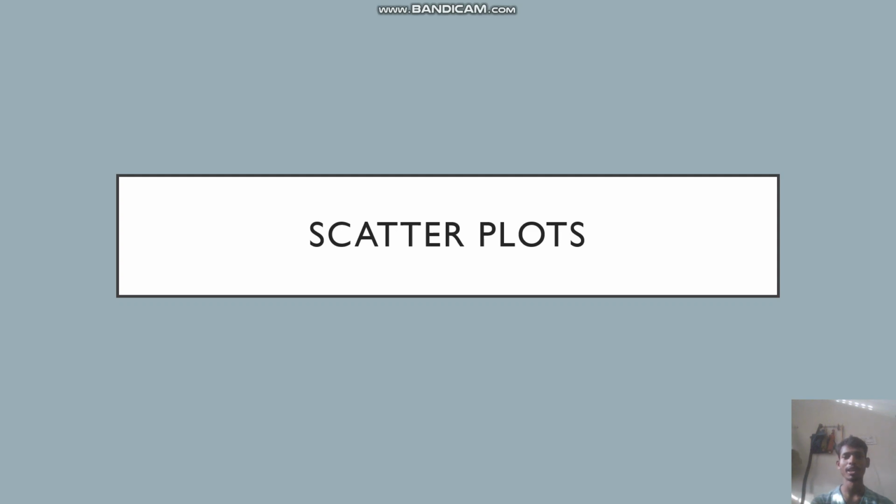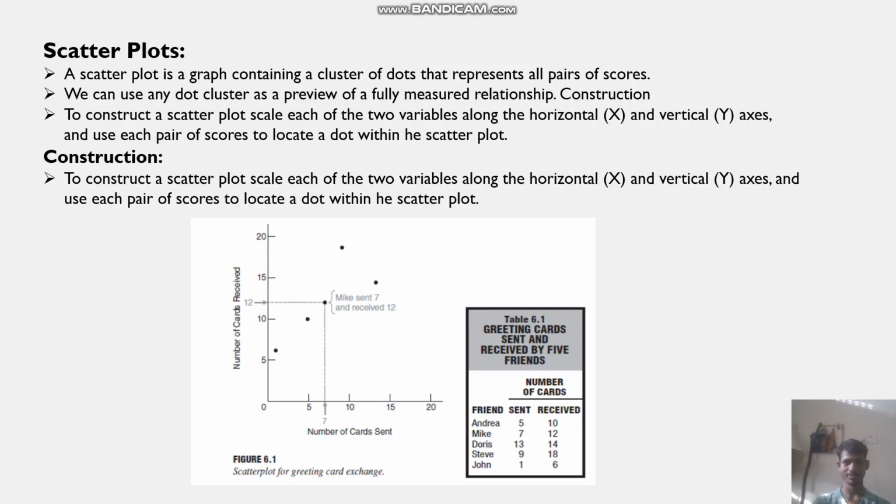I would like to explain about scatter plots. A scatter plot is a graph containing a cluster of dots that represents all pairs of scores. We can use any dot cluster as a preview of a fully measured relationship.